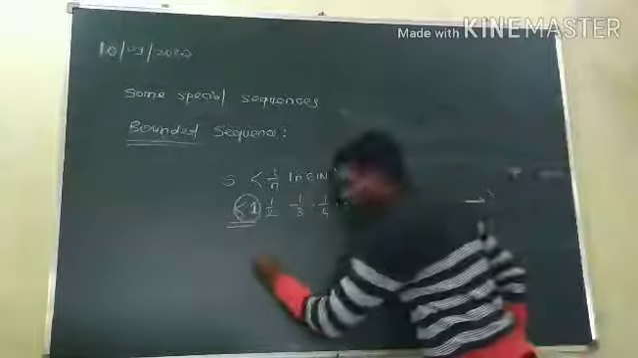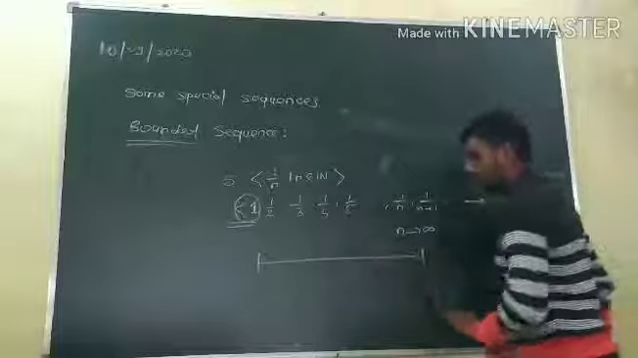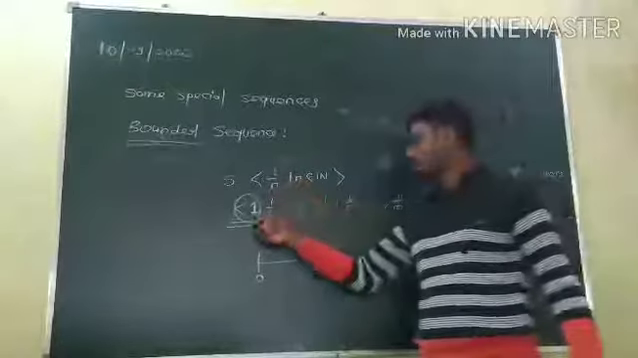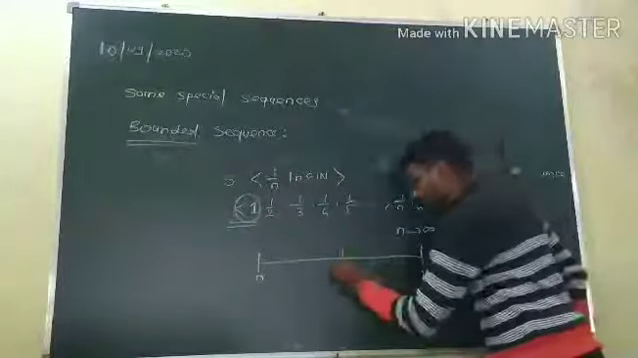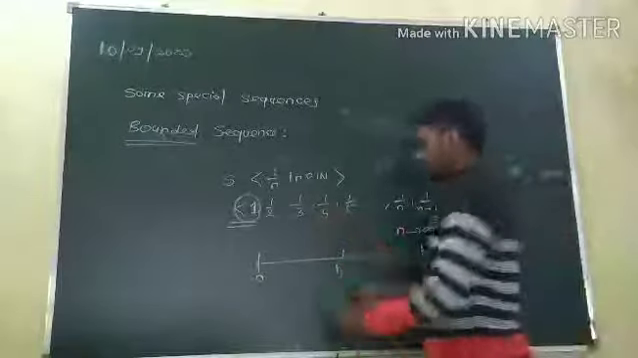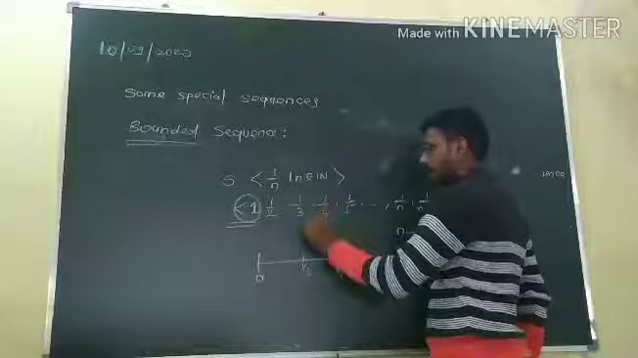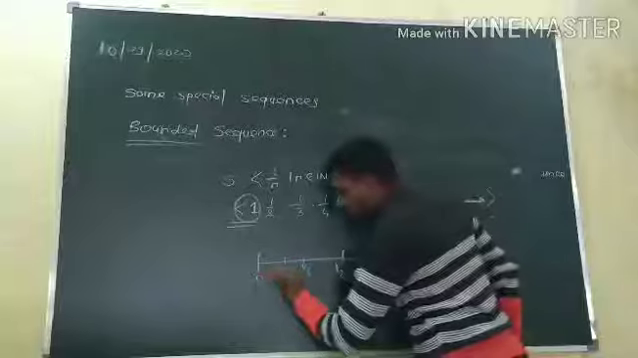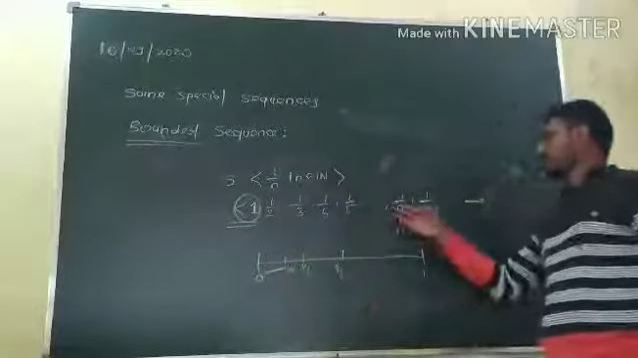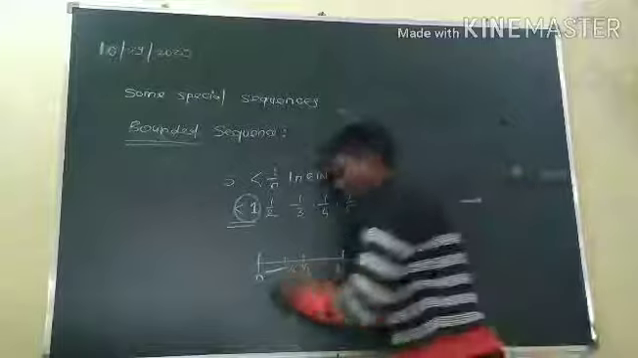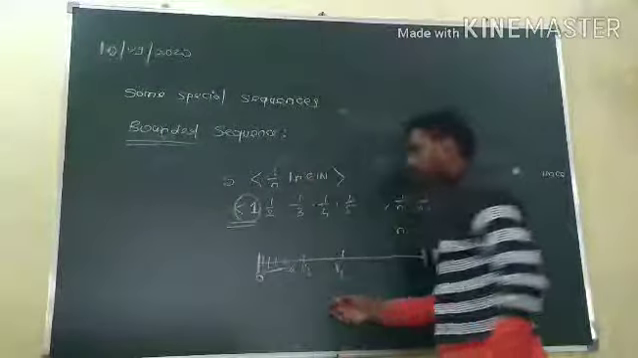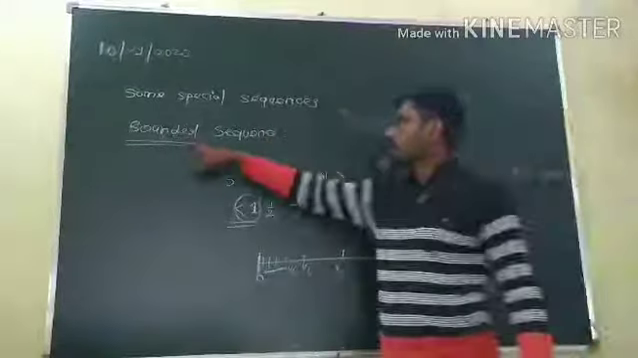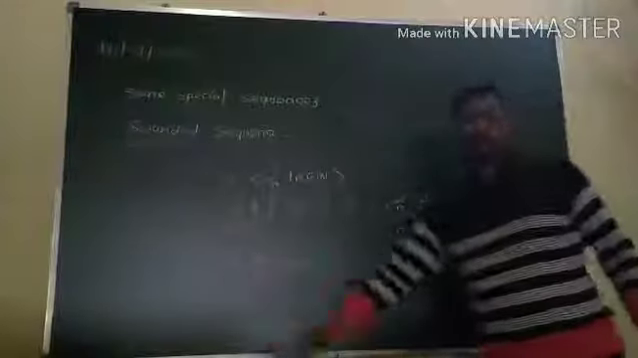Okay, so see graphically. This is the point 0. This is 1. The first point of this sequence is 1. The second element is 1 by 2. The third element is 1 by 3. Then 1 by 4. Continuing this way, we are tending to 0. As n tends to infinity, the elements are going closer and closer to 0. So 0 is the lower bound of this sequence. So when a sequence is bounded, it has an upper bound and a lower bound.